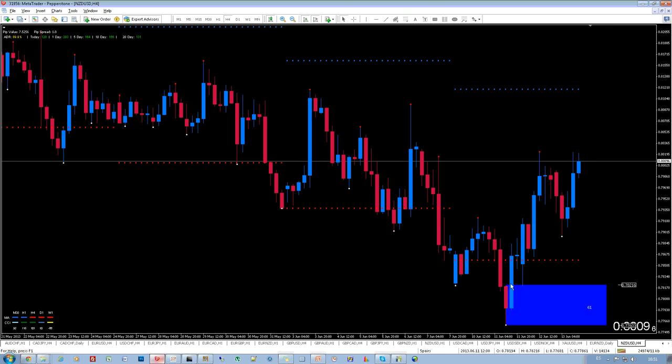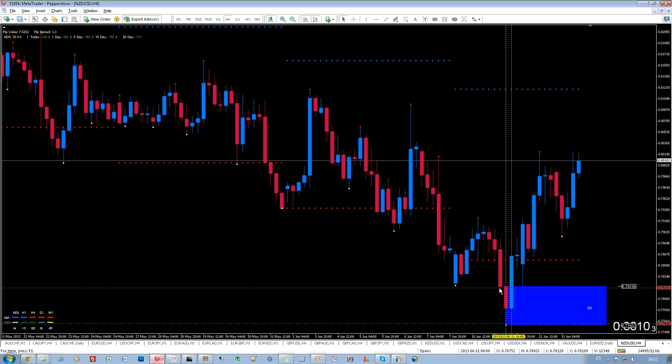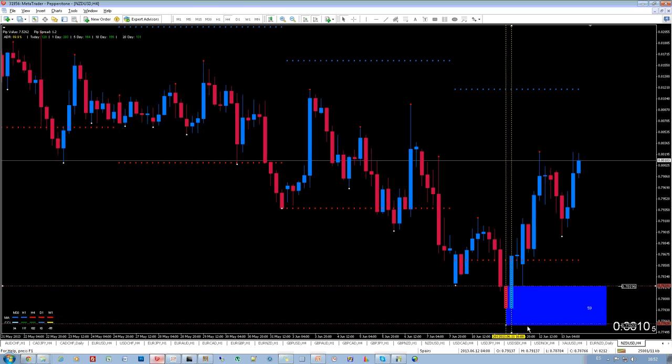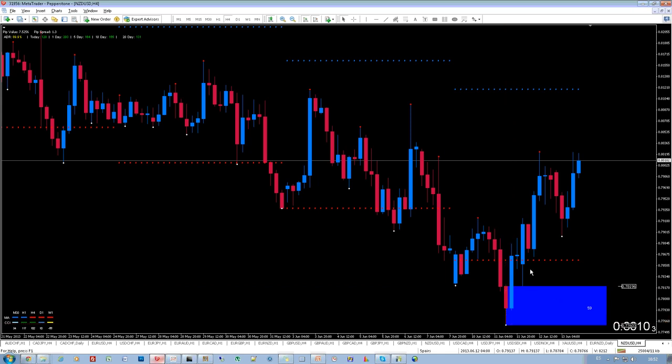I will take for granted that you have already seen my previous video on how to draw levels. Okay? If you haven't, we draw a vertical line on the candle that made the lowest low, and then a vertical line on the candle that broke and closed above the consolidation area, and then I draw a horizontal line like this, and this is my level. Okay, all with the same.